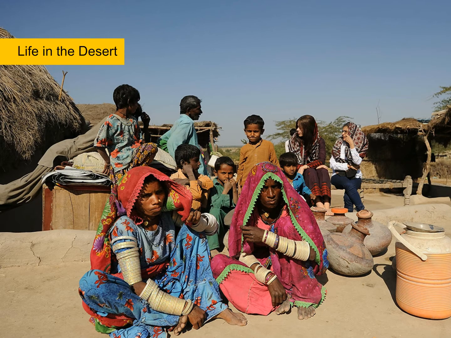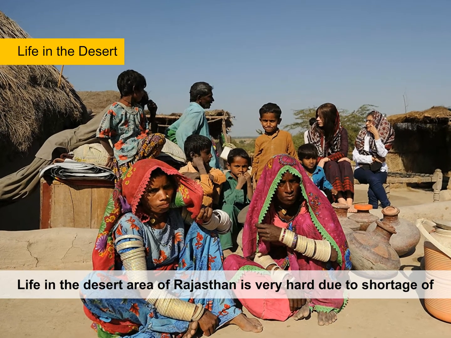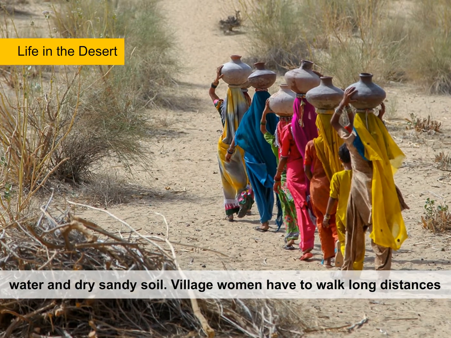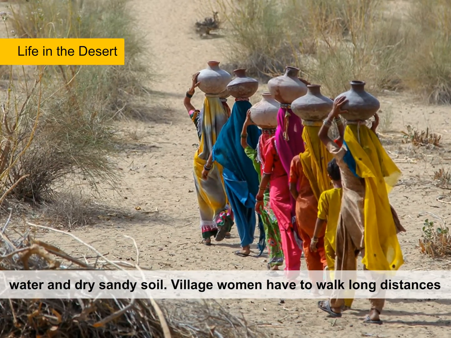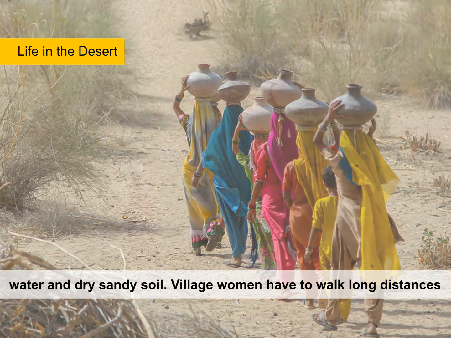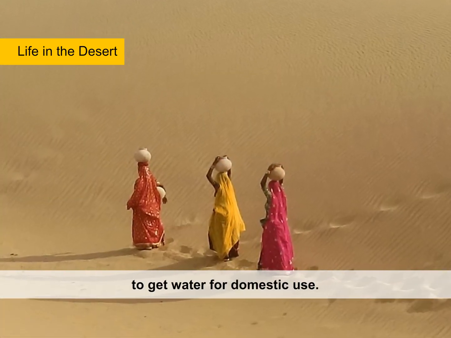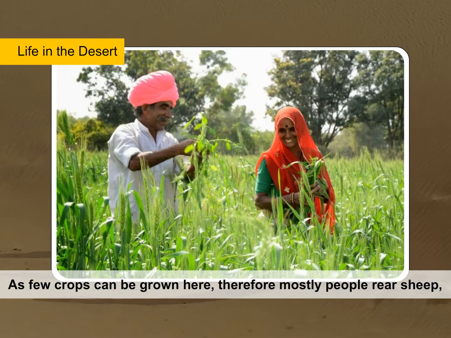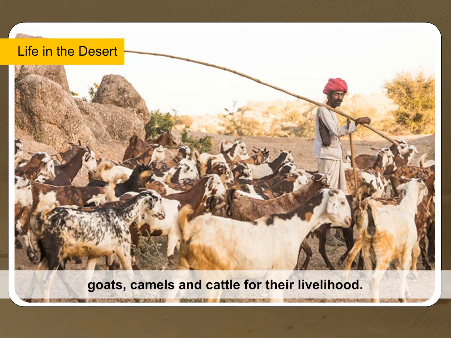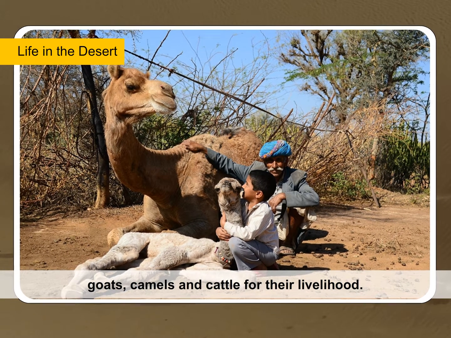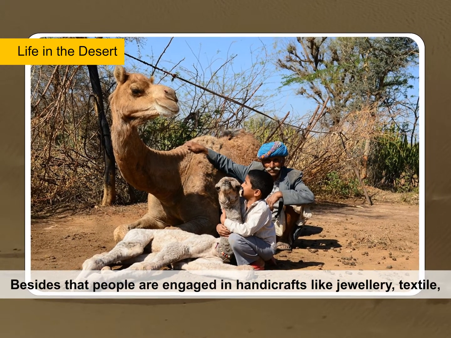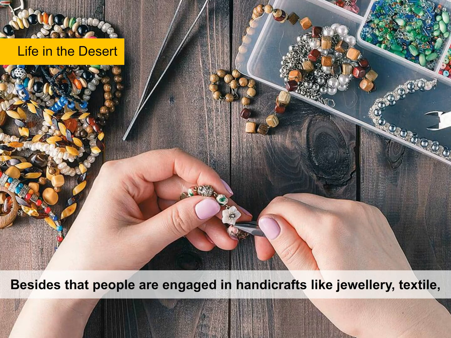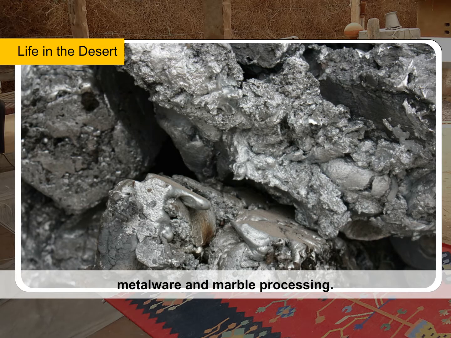Life in the desert. Life in the desert area of Rajasthan is very hard due to shortage of water and dry sandy soil. Village women have to walk long distances to get water for domestic use. As few crops can be grown here, therefore, mostly people rear sheep, goats, camels and cattle for their livelihood. Besides that, people are engaged in handicrafts like jewelry, textile, metalware and marble processing.